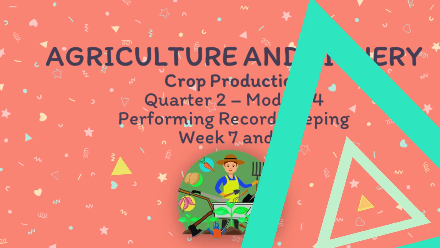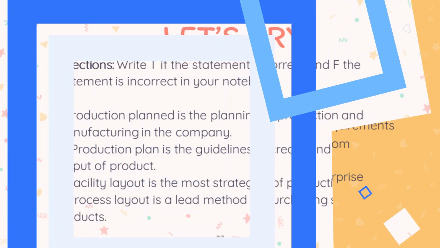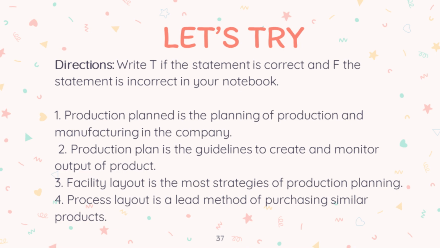Let's go! Learning outcome number 2. Maintain production record. In this learning outcome, you are expected to learn how to prepare production plan according to enterprise requirements, prepare schedule for production activities based on enterprise requirements and plan, and prepare production report in accordance with enterprise reporting procedures. But before we start discussing, let's have an activity first.